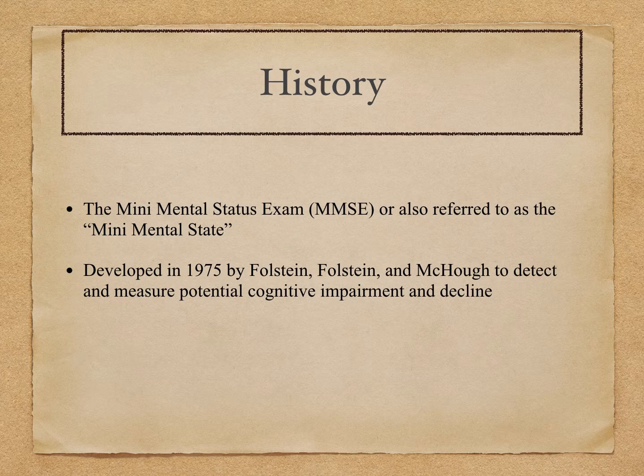The Mini-Mental Status Exam, also referred to as the Mini-Mental State, was developed in 1975 by Folstein and McHugh to detect and measure potential cognitive impairment and decline. A full MMSE, or identification of sections of the MMSE within an exam when a primary care provider senses something is not right with a patient, can identify psychiatric illnesses such as mood disorders, thought disorders, and cognitive impairment, signaling follow-up is needed with further evaluation.